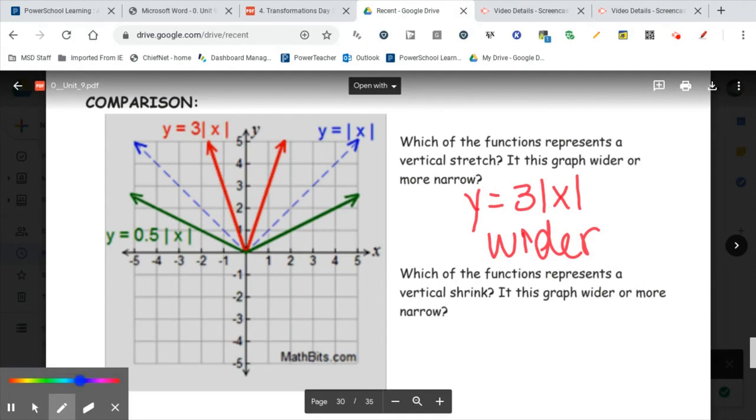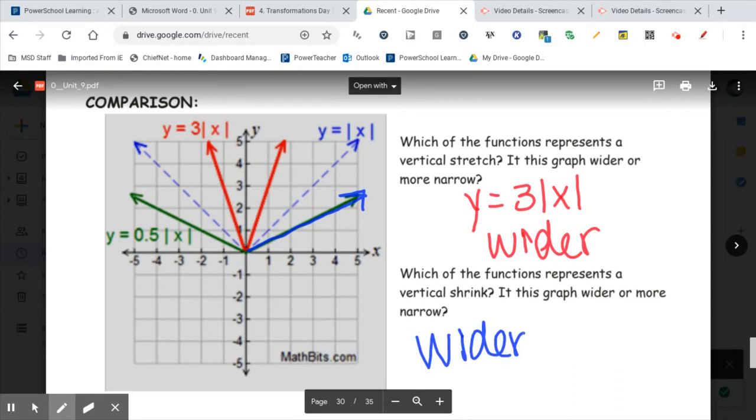Which of the functions represents a vertical shrink? Is the graph wider or more narrow? So a shrink is actually this one. It's going to get wider, and that would be, oops, sorry for my handwriting. It's kind of hard to write on this.